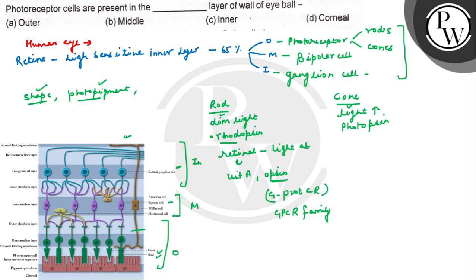In cone cells, there are different types of opsin that combine with retinal to form the pigment photopsin. It is also known as cone opsin, or we can say iodopsin.